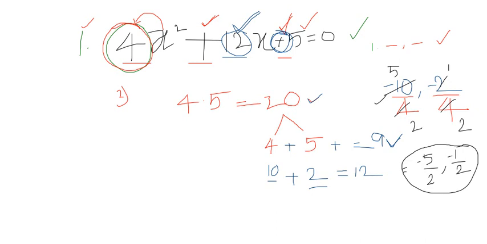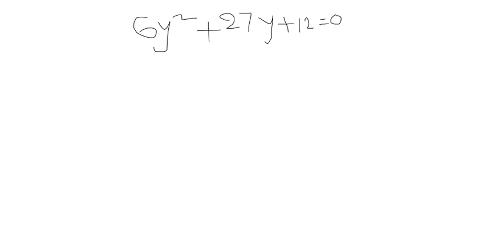Now check one more question I will tell you. Here see, 6y square plus 27y plus 12. This is the next question, right? So how to solve this question?